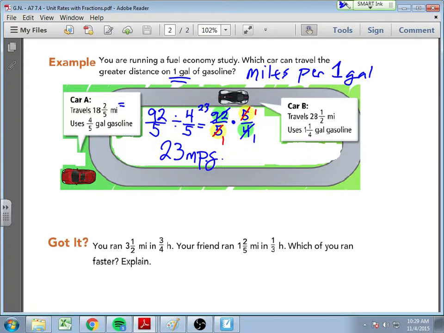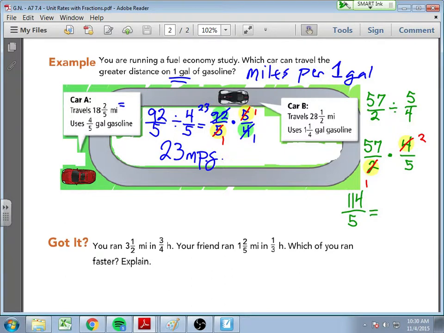I'm watching it. So then car B, I do the same thing: 28.5 miles turns into an improper fraction of 57 over 2, divided by my gallons, which was 5/4. I keep, change, flip. That becomes 57 over 2 times 4 over 5. There's only one cross reduction that can happen, 2 and 4, which becomes a 1 and a 2. 57 times 2 now becomes 114 divided by 5.